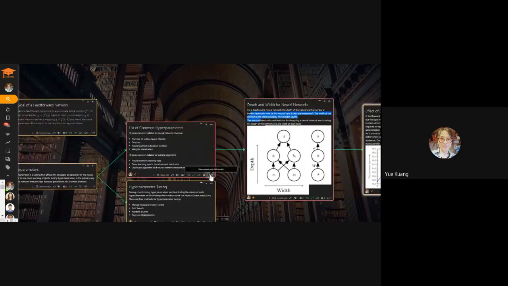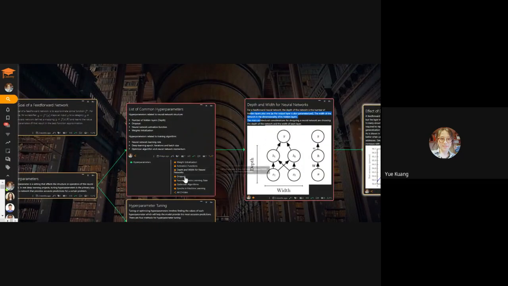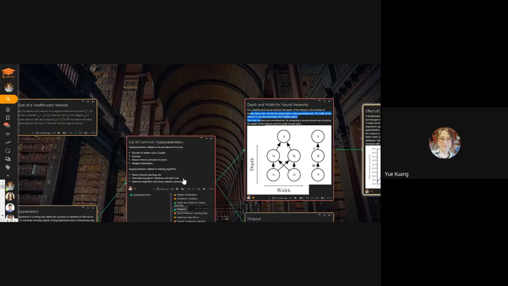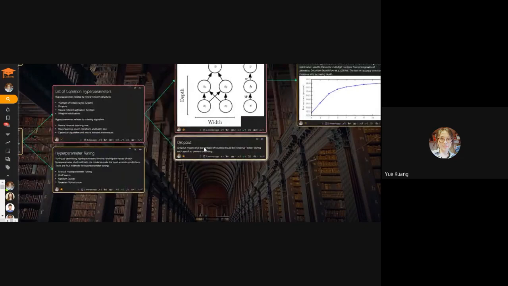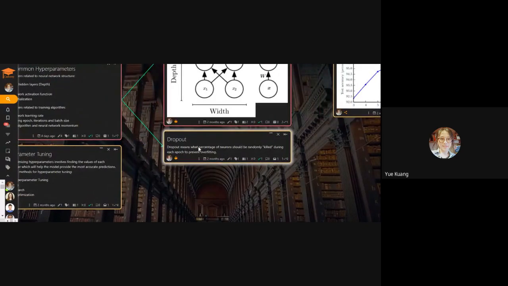So the next hyperparameter is dropout. Dropout means what percentage of neurons should be randomly killed during each epoch to prevent overfitting.